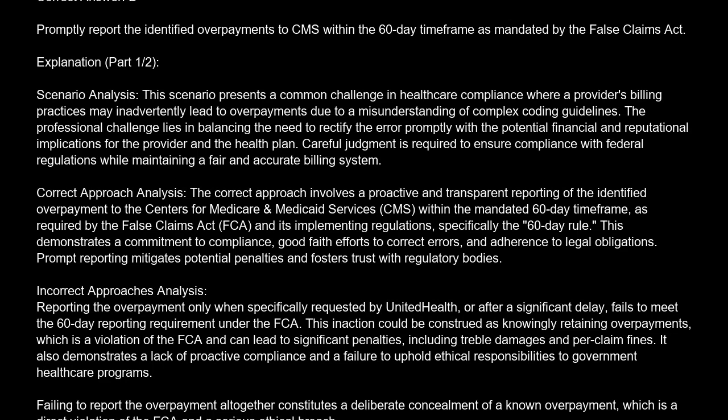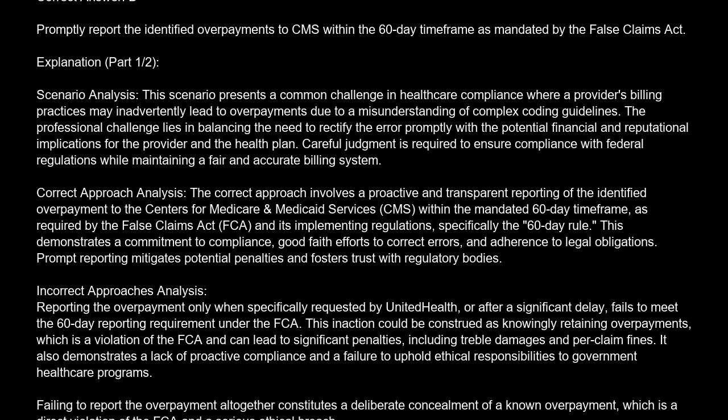The correct answer is D. Promptly report the identified overpayments to CMS within the 60-day timeframe as mandated by the False Claims Act. Explanation. Scenario analysis. This scenario presents a common challenge in healthcare compliance, where a provider's billing practices may inadvertently lead to overpayments due to a misunderstanding of complex coding guidelines.